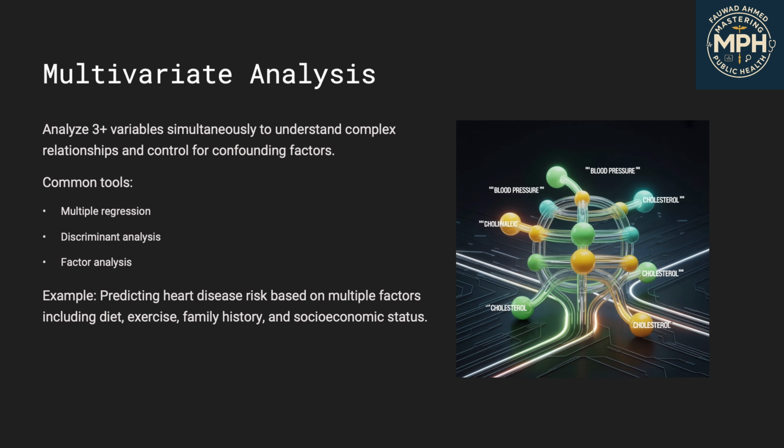Multivariate data analysis. Multivariate analysis involves 3 or more variables. It's used to study complex relationships. Common methods include multiple regression, which predicts an outcome from several variables. Discriminant analysis classifies cases into groups. Factor analysis reduces large numbers of variables into themes. Example: predicting heart disease risk based on smoking, weight, and cholesterol.